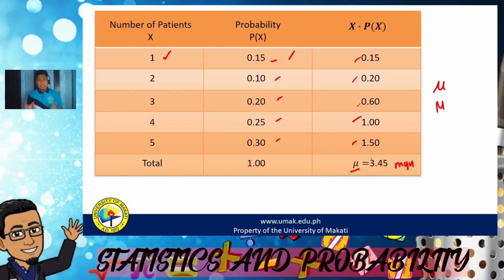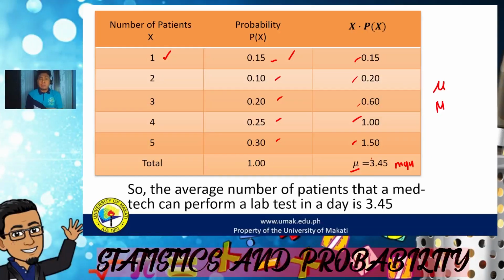Alright. Now, after having your average or mean, syempre, kailangan po meron tayong description or interpretation. So, the average number of patients that a medtech can perform a lab test in a day is 3.45. So, approximately mga 4 patients a day. Now, just a reminder, when it comes to humans or persons, medyo nag-round off tayo by 1. Pero yung mga values na nakuha natin, we simply put it as 3.45. But in the back of our mind, it's approximately 4 persons. Hindi pwedeng mahati ng decimal form ang tao. Even though may putol na part sa kanila, they are still considered as one human or one person.